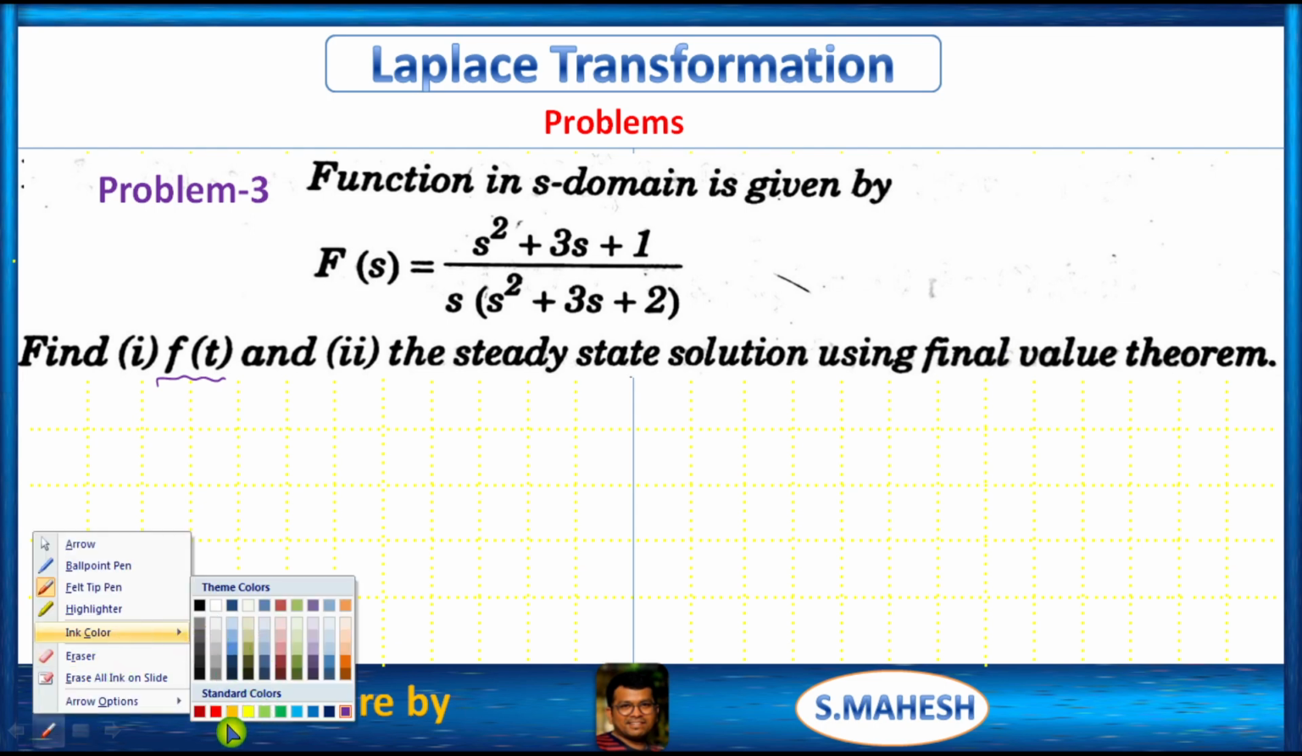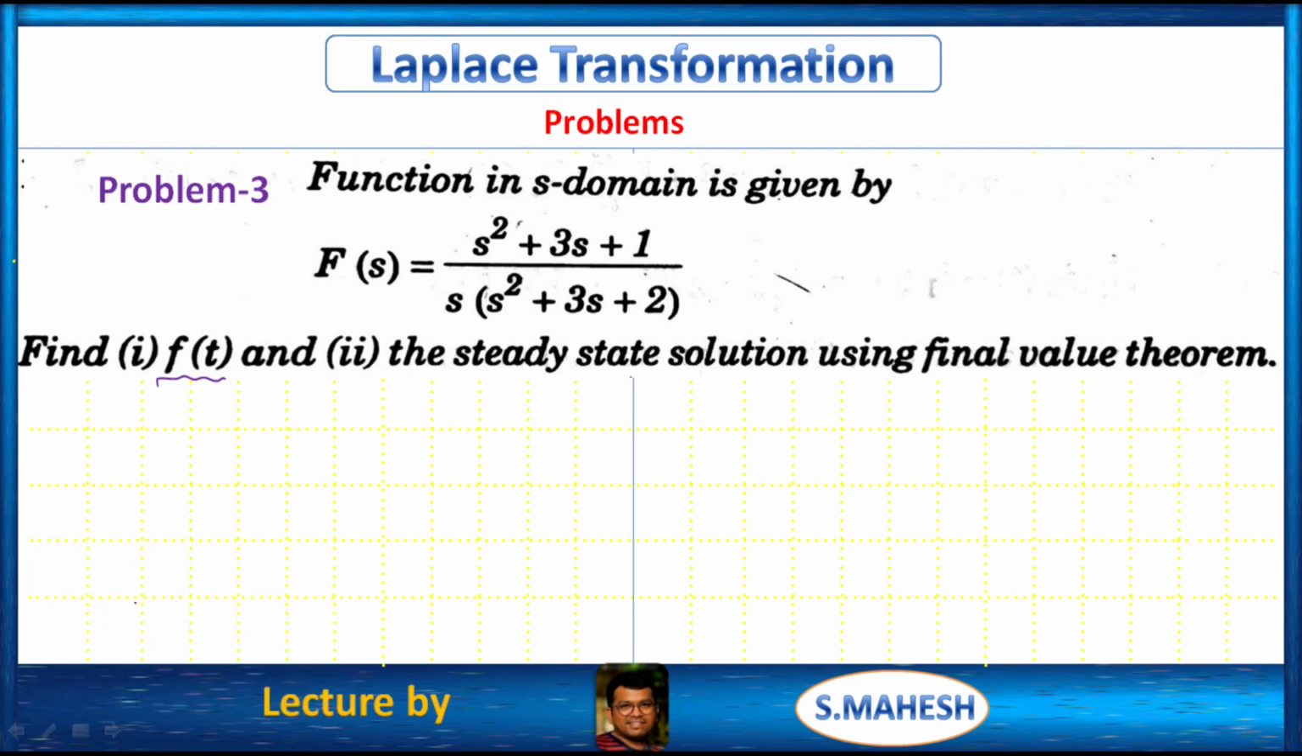So we all know that we can get the inverse Laplace by using the partial fraction method, right? Therefore, first I would like to get f of t. Listen carefully: this is s square plus 3s plus 1 by s into s square plus 3s plus 2. Clear?